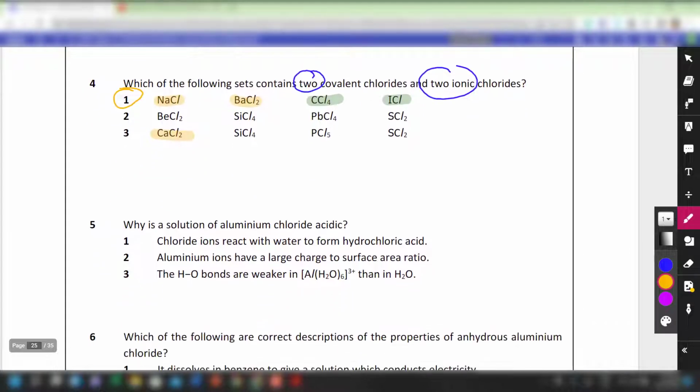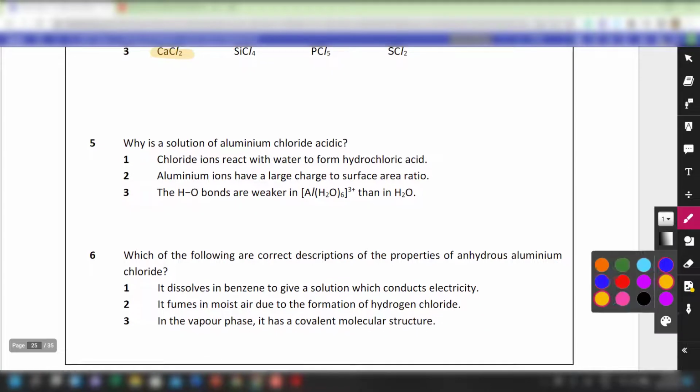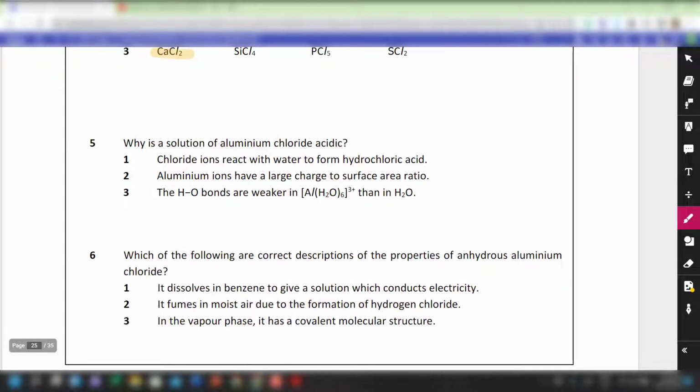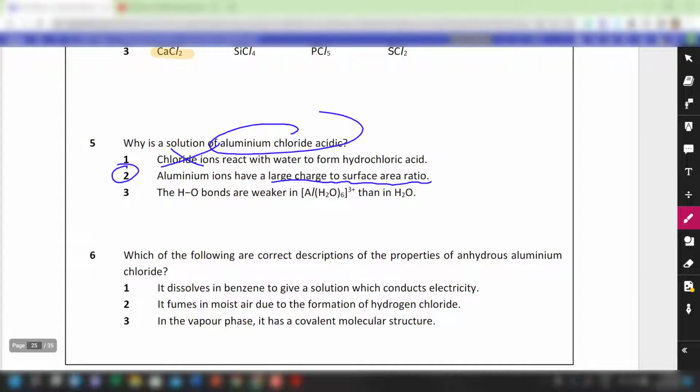Next, question 5. Why is a solution of aluminum chloride acidic? Definitely not chloride reacting with water to form hydrochloric acid, that is nonsense. We all know that chloride will not hydrolyze. The aluminum ion has a high charge to surface area ratio, so some kind of explanation of high charge density, so it will polarize the O-H sigma bond to a great extent. So we can take option 2 to be correct. O-H bonds are weaker in the hexaaqua complex than in water. Yes, this is correct as well, so we choose options 2 and 3.